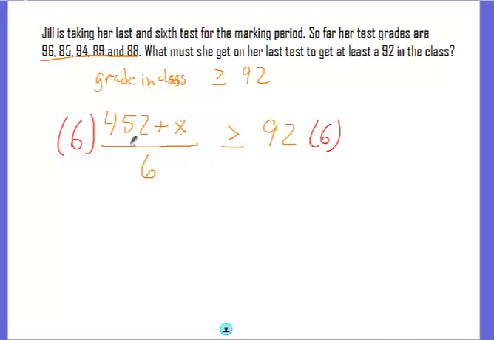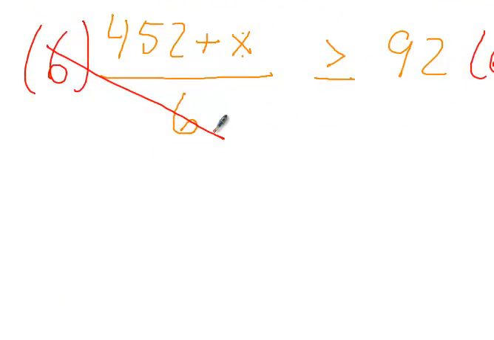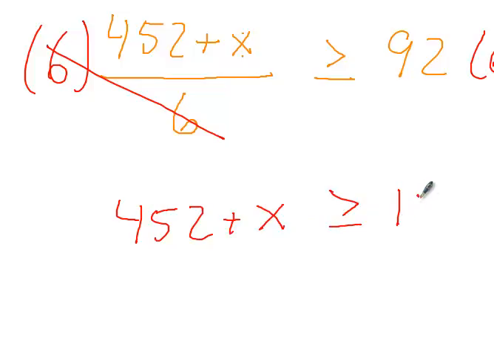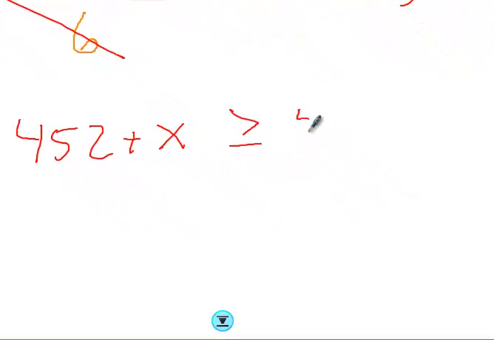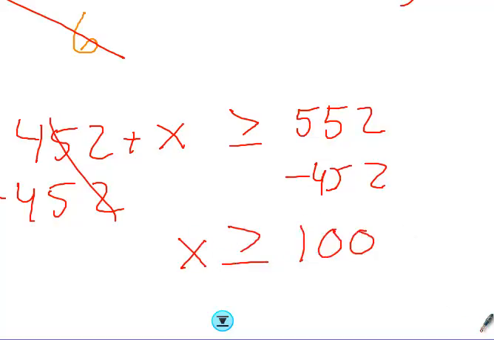So in order to get rid of the 6, you multiply both sides of the equation by 6. So you're going to get 452 plus x is greater than or equal to 552. All right. In order to get x by itself, we must subtract 452 from both sides. All right. And you're going to get x is greater than or equal to 100.